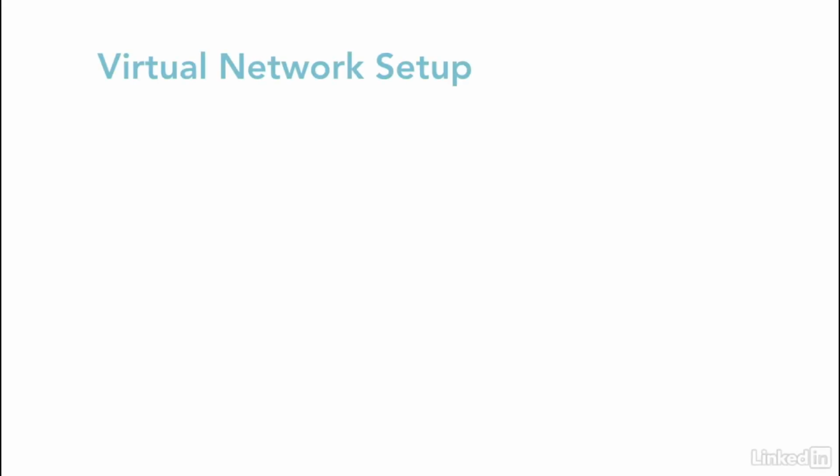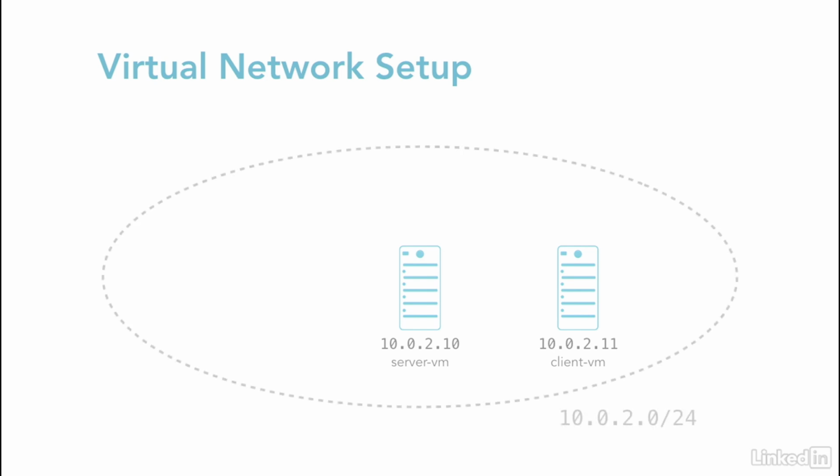In this course, I'm using two Ubuntu virtual machines, one configured as a server and one configured as a client. I've assigned them both static IP addresses for the time being, and they are both on the same virtual network, 10.0.2.0/24, running inside of VirtualBox. This network has access to the internet through the virtual router that VirtualBox provides us.